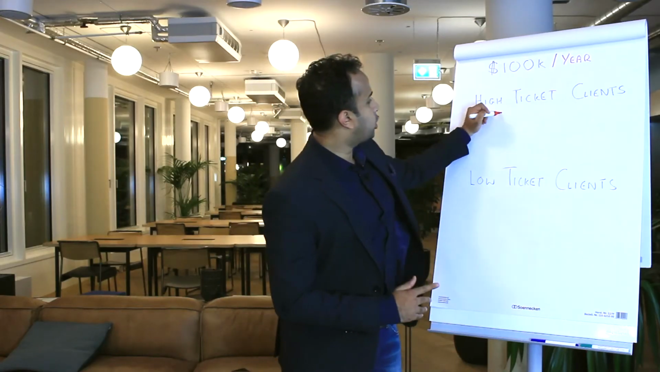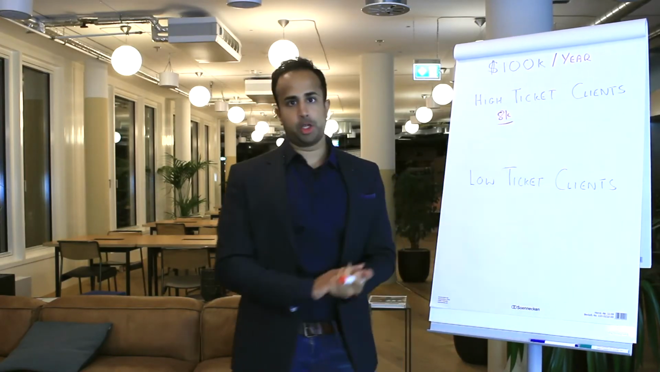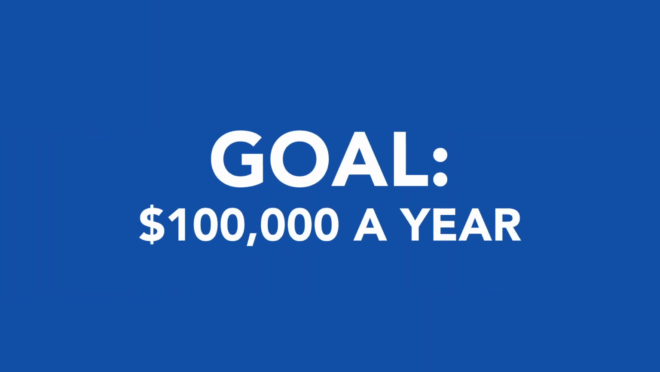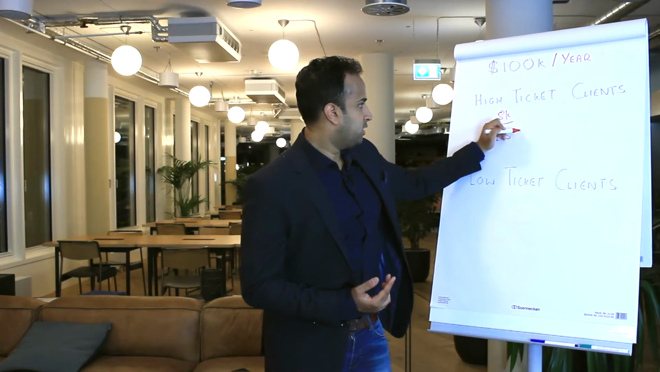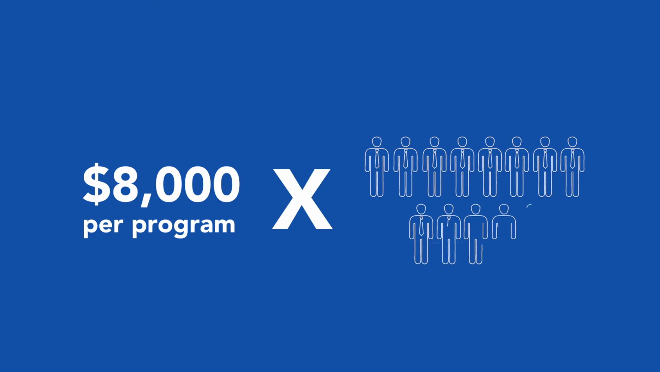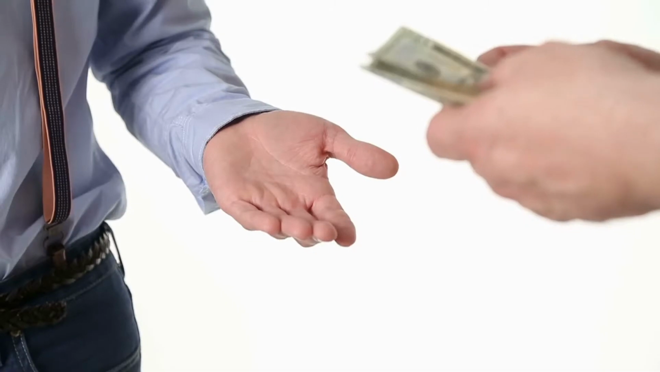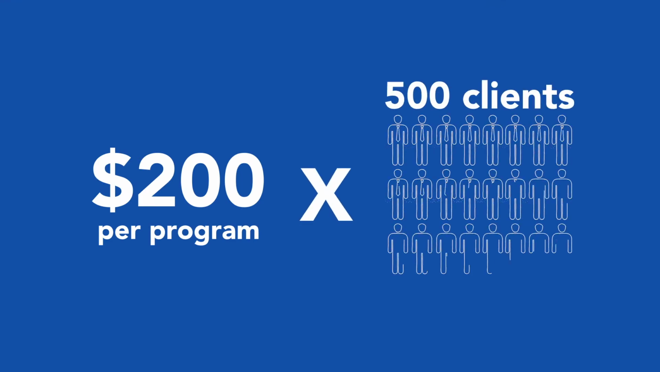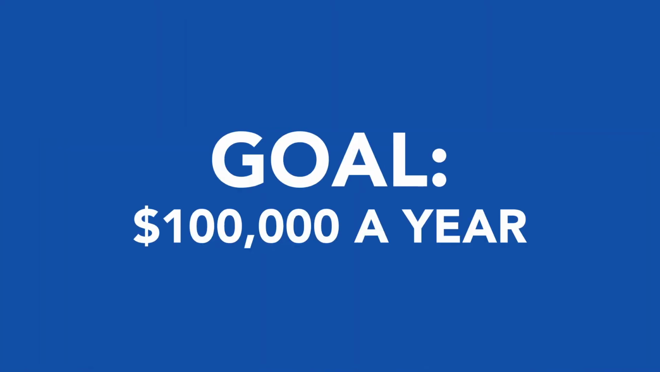Let's say you're charging $8K for a coaching program. In order to make $100K a year, you need about 12 and a half clients, so let's say 13 as a round number. Not too many. Now, what about low-ticket clients? Let's say you're charging about $200 for your coaching program at the low-ticket level. Now that would mean that you would need about 500 clients to make that 100K a year.